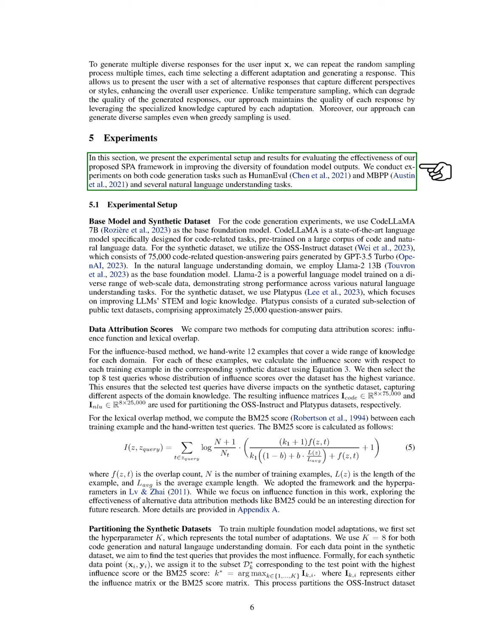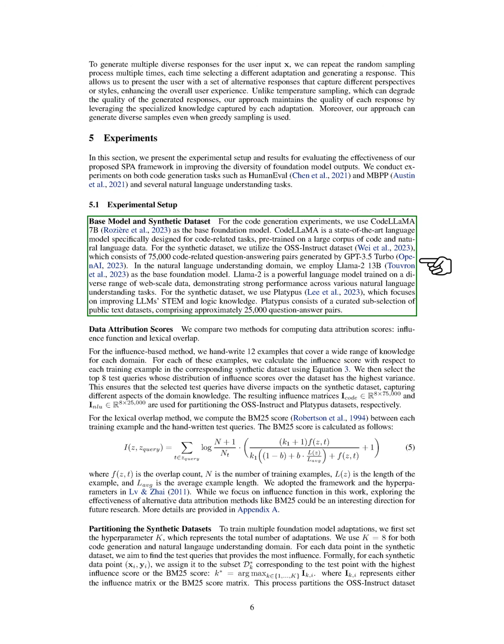Next, we outline our experimental setup and results to evaluate the effectiveness of our proposed framework in enhancing the diversity of outputs from the foundation model. We conduct experiments on code generation tasks, such as HumanEval and MBPP, as well as various natural language understanding tasks. For our code generation experiments, we use Code Llama 7B as our base model, which is specifically designed for code tasks and pre-trained on a large dataset of code and natural language. Our synthetic dataset consists of 75,000 question-answer pairs generated by GPT-3.5 Turbo.